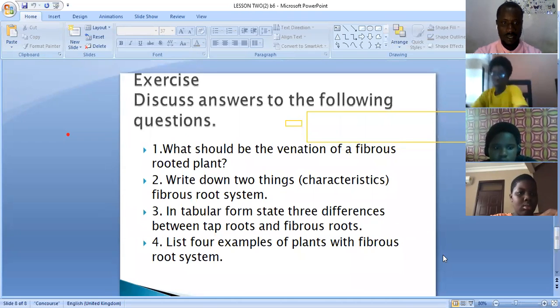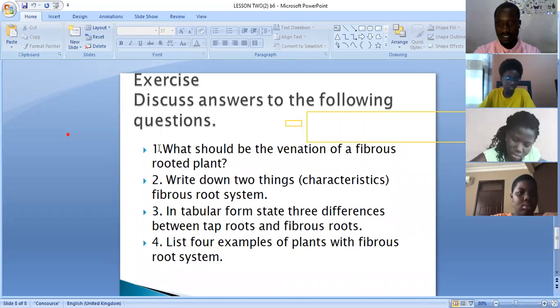Freddie, read the first question for me. What should be the venation of a fibrous rooted plant? Okay, so what should be the venation of a fibrous rooted plant? Anybody can support or give us an answer. What should be the venation of fibrous rooted plants? Anybody?